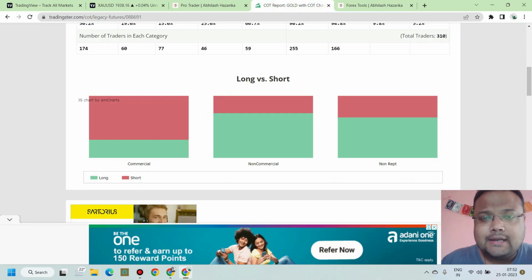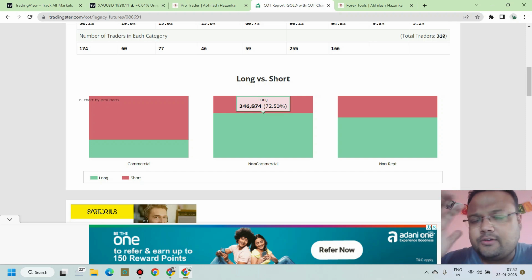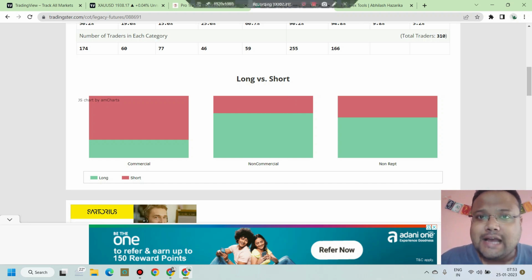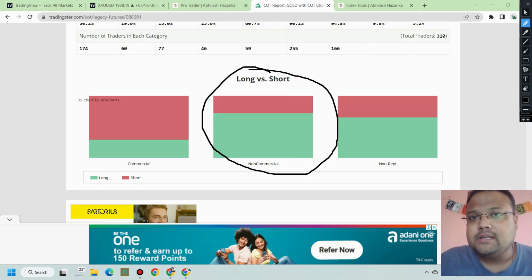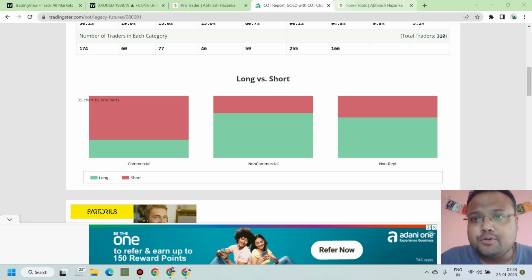And this is the COT report. We can see 72.5%, almost 73% of institutions have taken buy positions. So 77% have taken sell and 72% have taken buy. 72% of institutions have taken buy. So who runs the market? Obviously, institutions run the market. As a result, there's a higher chance of gold going up because 72.5% of institutions have taken a buy position.